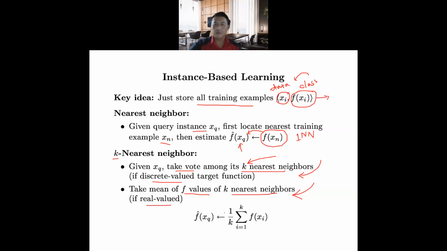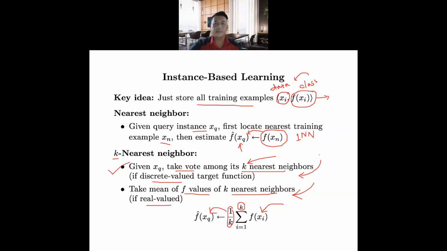So in this formula, we are looking at k samples, and we are looking at the real value that we have for all the k nearest data, and then we just take the average, and then we assign it to the new query instance. In most cases, we will use this one. We take the majority voting.